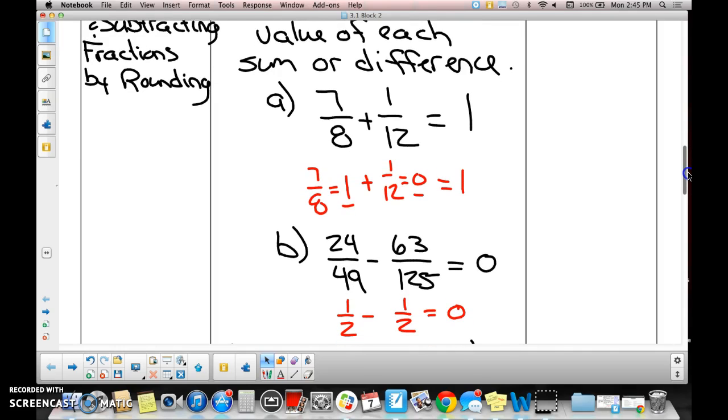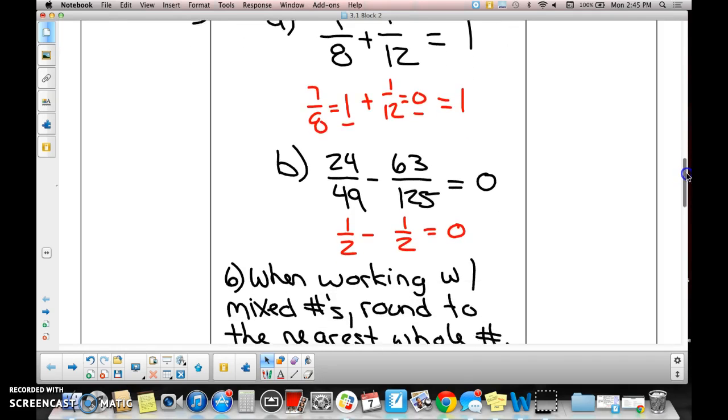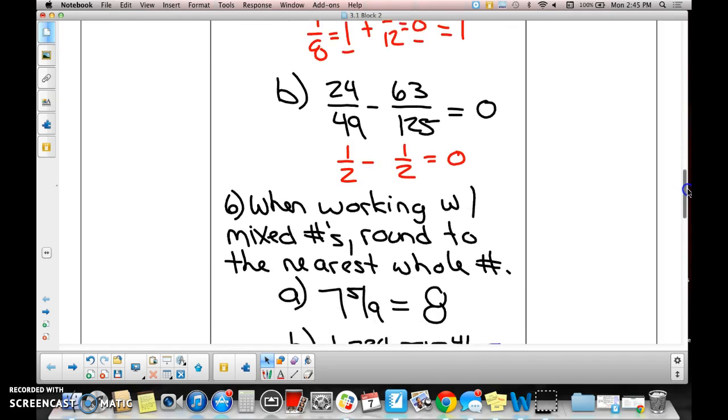B, we have 24/49, which is really close to a half. And we have 63 1/25, which is really close to a half. So we're taking a half, we're subtracting a half, and we got 0. Is that ringing a bell here? Yes. Okay.